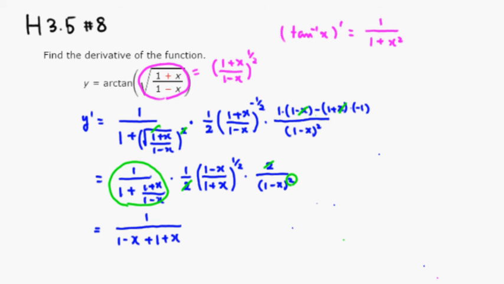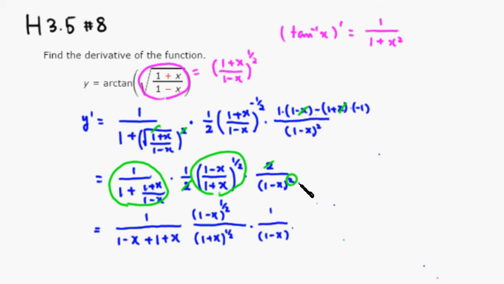Then we have, on the bottom, 1 plus x to the 1/2 power. On top you have 1 minus x to the 1/2 power. So that takes care of that guy. Then we still have this guy on the bottom, so you have 1 over 1 minus x.